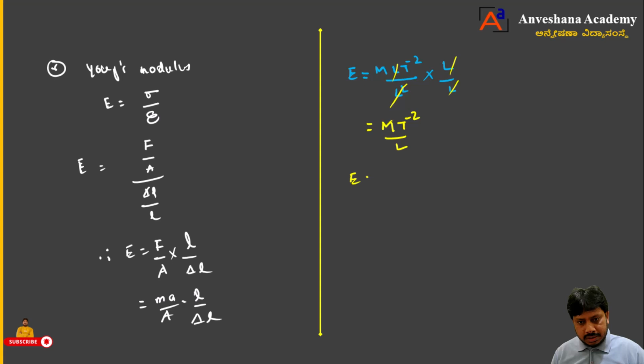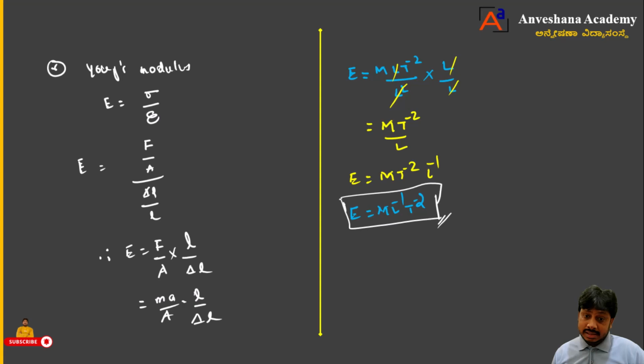Therefore Young's modulus is equal to M T to the power of minus 2. Then this L I will take into the numerator, then it becomes minus 1. I will rearrange it and write it in the MLT format. So Young's modulus is equal to M L to the power of minus 1 T to the power of minus 2. These are the dimensions for Young's modulus. But just to compare, dear students, you can see here now, this is also not correct.